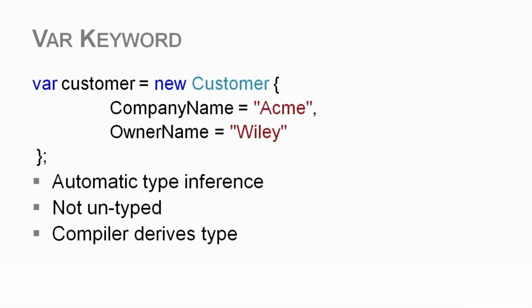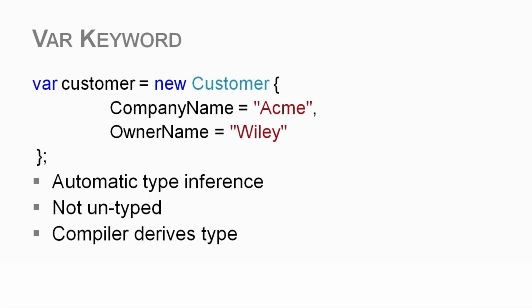The var keyword is also used a lot. In this case, we're doing that same kind of constructor that we did before for the new customer, except instead of typing customer as customer, we're just putting in var. Now, some people seem to think that this means that it's untyped. That's not true. There's an automatic type inference, and that inference is at compile time. It is not at runtime.